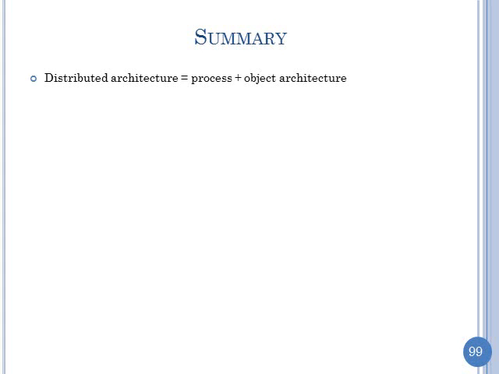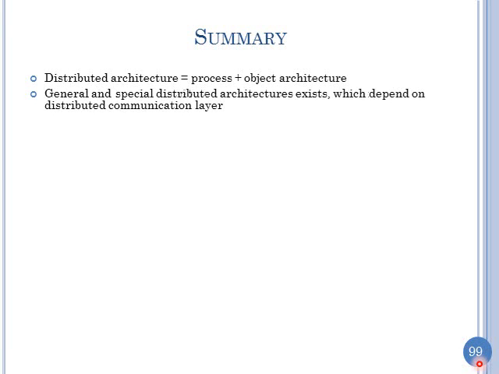So we've done a lot. There's 99 slides in this slide deck. I can't summarize everything here, but the main points: when we're doing distributed architecture, we have to worry about not only the object architecture in a process, but the set of processes that are communicating with each other. So there are two architectures to worry about. And the architecture you create depends on what kind of IPC mechanism you're using, and what about the distributed communication layer.